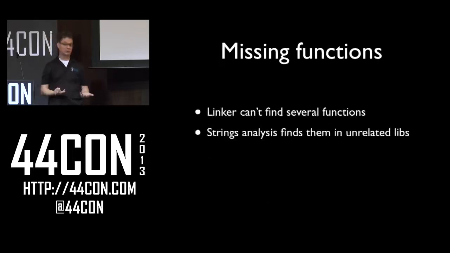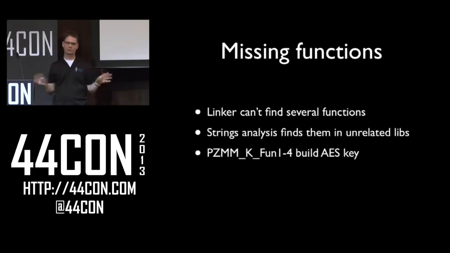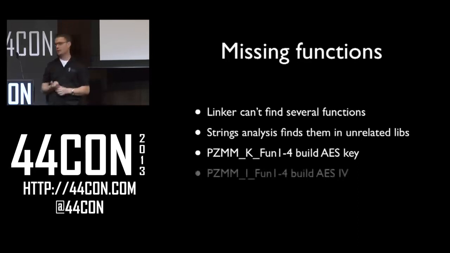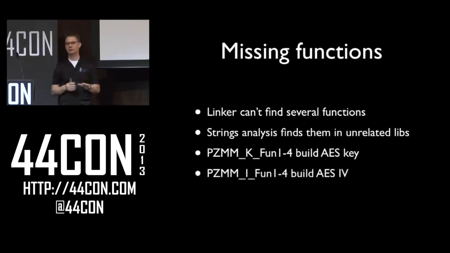I was able to do some strings analysis and track them down in the libraries they were found in, and they were just sort of found all over the place in random libraries that appeared to have nothing to do with configuration, import, and export. And it turns out that PZMM kfun 1 through 4 actually build an AES key 4 bytes at a time just by poking one byte at a time into an array. And PZMM ifun 1 through 4 build an AES initialization vector, again by poking constant values one at a time into an array.